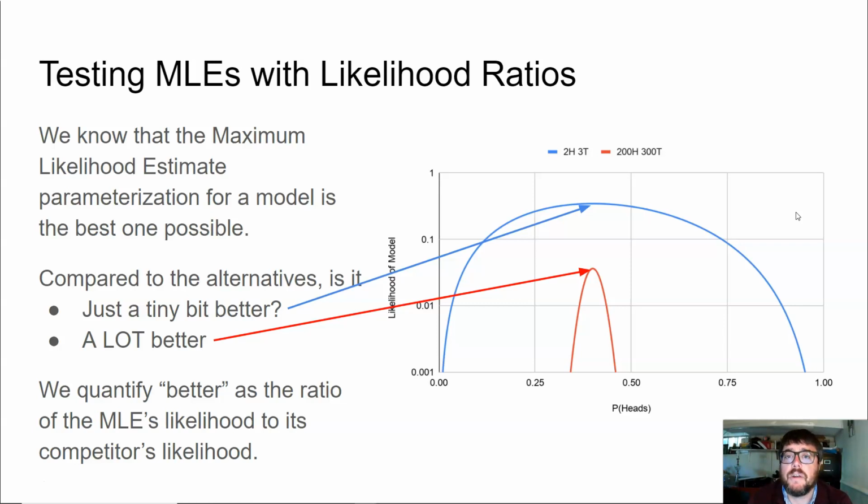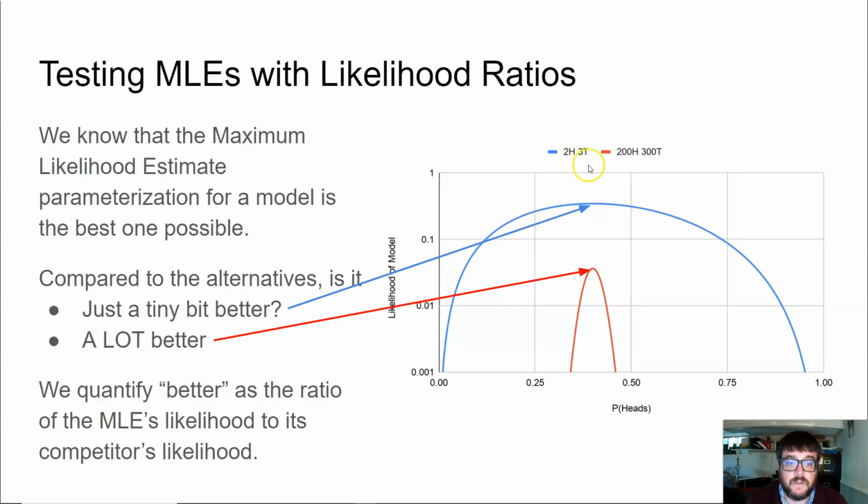We talked about how if you have a model with a variety of different parameters, you can often compute the maximum likelihood estimate, the parameter for which the model has the highest likelihood given the data. So, for example, here we have a series of models where the probability of heads runs from 0 to 1, and we have the likelihoods of those models given the data set that there have been 2 heads and 3 tails.